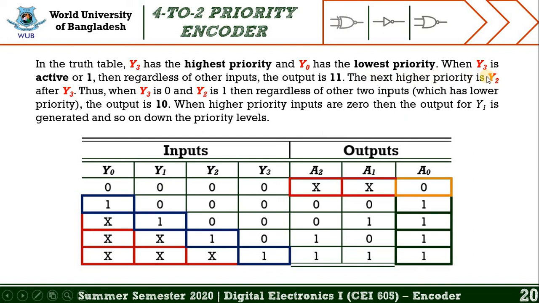The next higher priority after Y3 is Y2. We have already seen from the truth table that when Y3 is 0 and Y2 is 1, then regardless of the other 2 inputs which have lower priority, the output is 1 0. When higher priority inputs are 0, then the output for Y1 is generated, and so on down the priority levels. Down the priority levels means Y3, Y2, Y1, Y0, in this way. So let's move into the next slide.